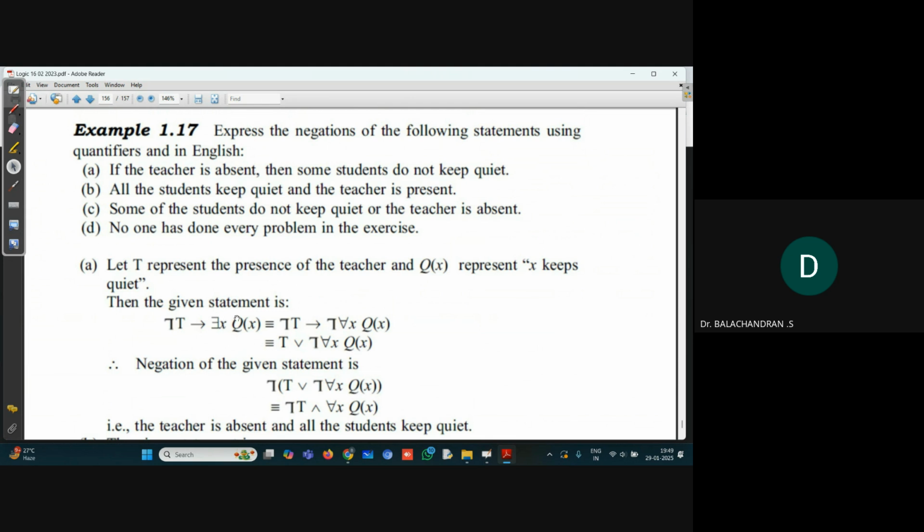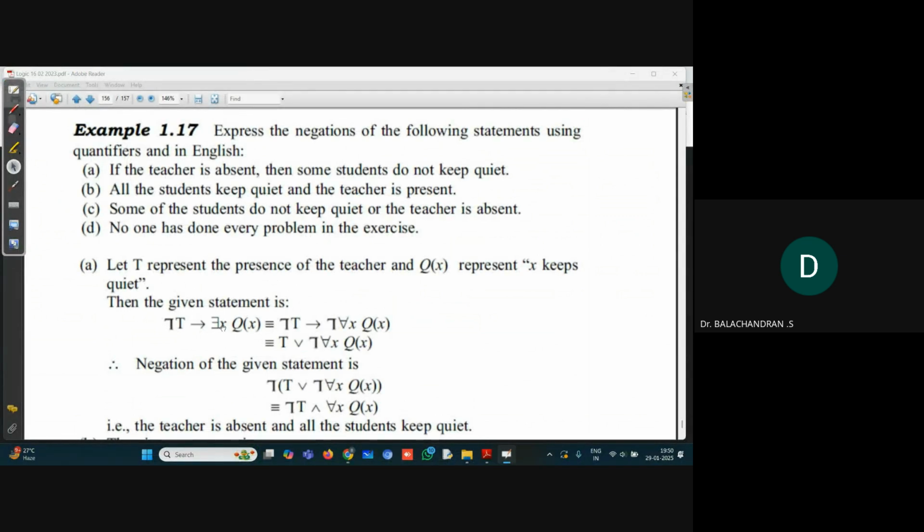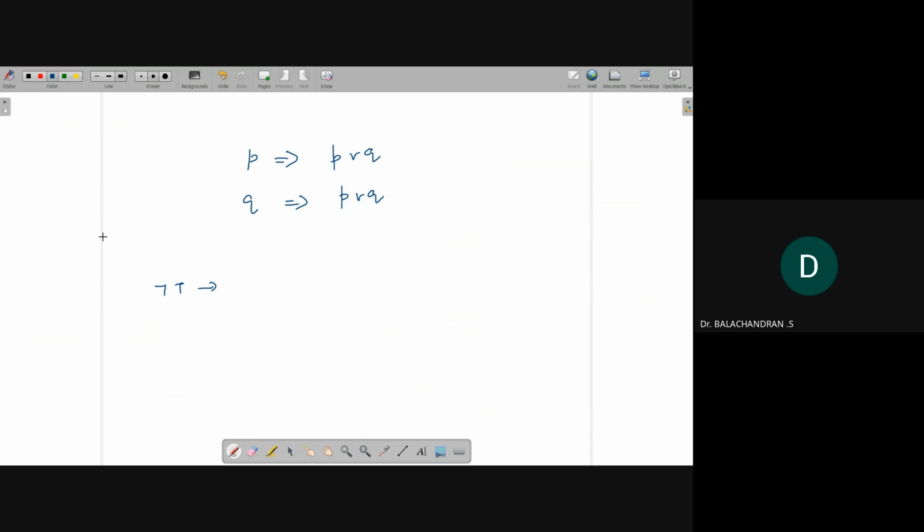I think here negation is missed. So there exists X, negation Q of X. I'll write here: negation T implies there exists X negation Q of X. So this is the original statement. So we need to find the negation of it.